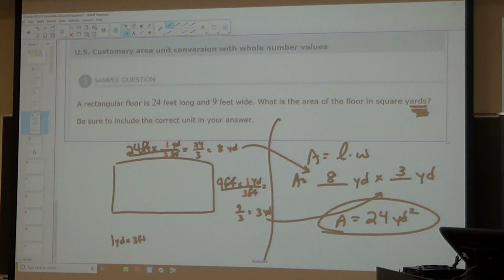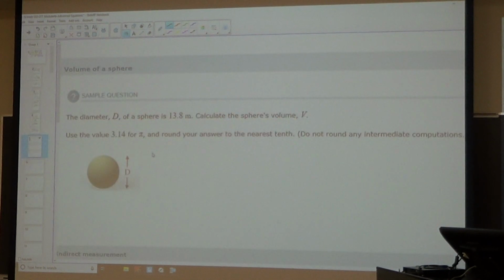All right, now, volume of a sphere. Several of you had not done well on volume of a sphere. Tamika, what is the formula for volume of a sphere off your formula sheet?